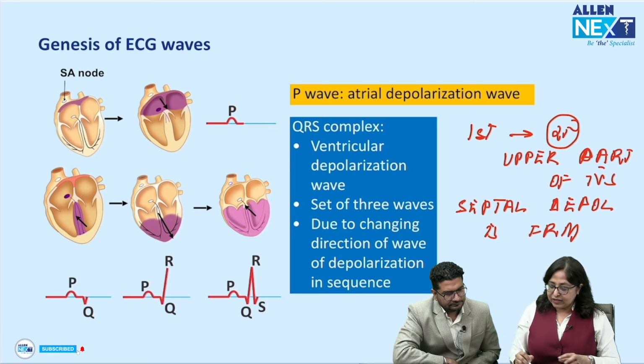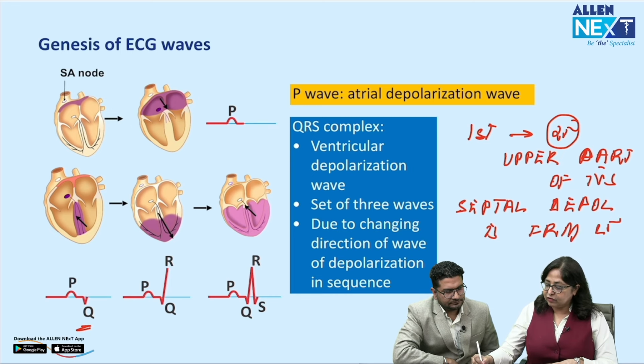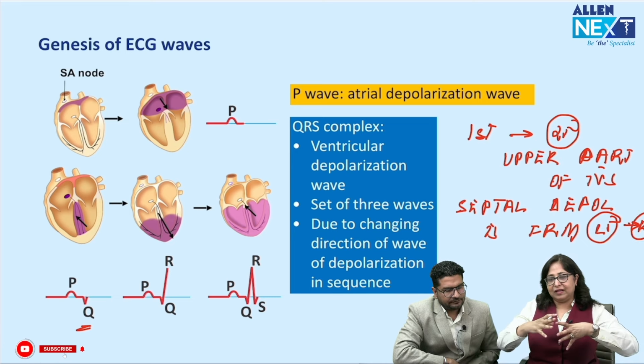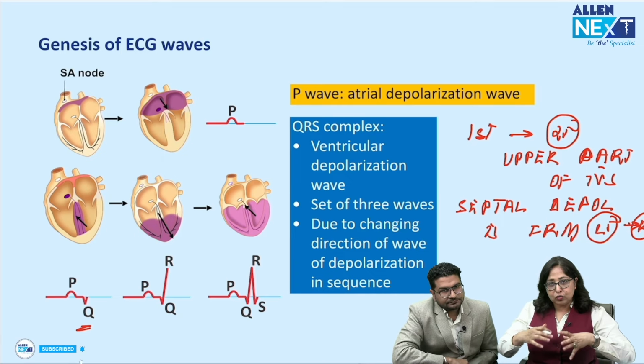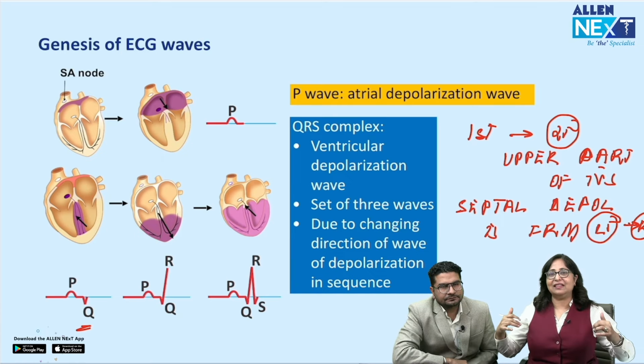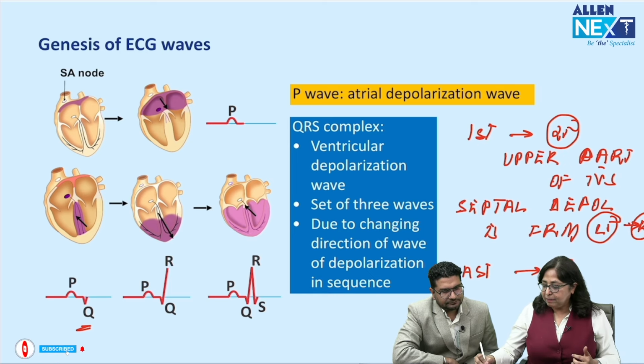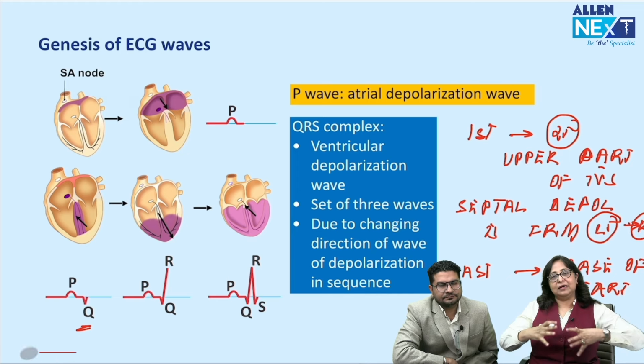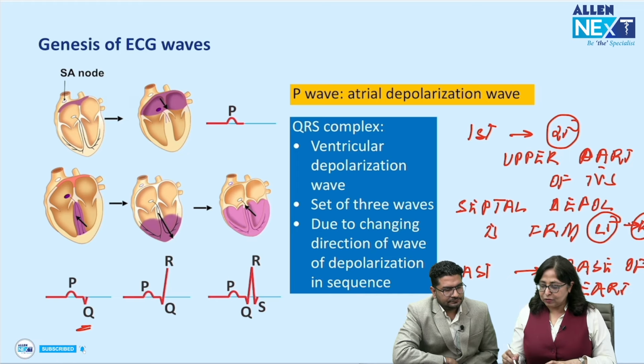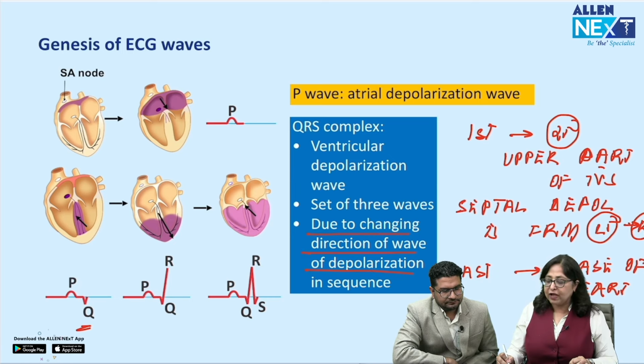And because of that, you can see over here the Q wave from left to right. Then the direction of spread is towards the apex, first the endocardial surfaces and then the epicardium. The last part of the ventricle to depolarize is the base of the heart. The base of the heart is located posteriorly. It is also called the posterobasal part of the heart. So this is how the depolarization spreads, and that is what is responsible for the QRS complex. This is due to a changing direction of the wave of depolarization in sequence.